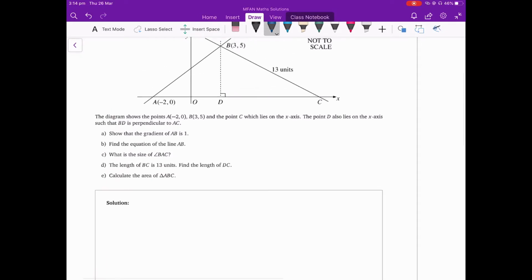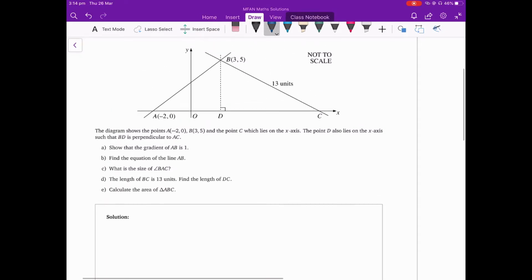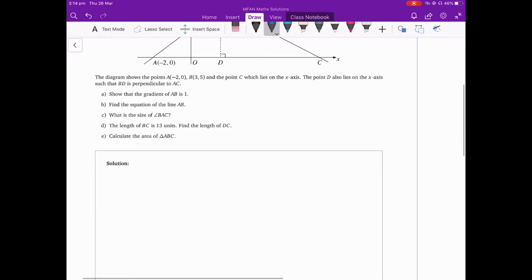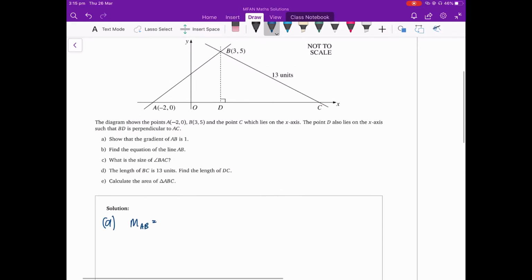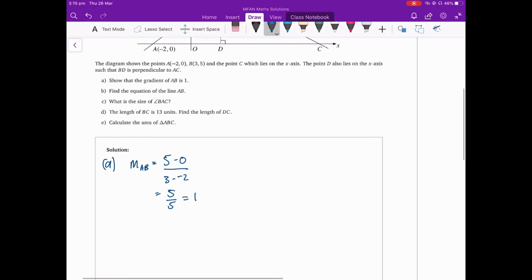Show that the gradient of AB is 1. We can do that simply by using our gradient formula. M of AB would equal y2 minus y1 over x2 minus x1, so 5 minus 0 over 3 minus -2. Yeah, that's 5 on 5, which is 1 as required.